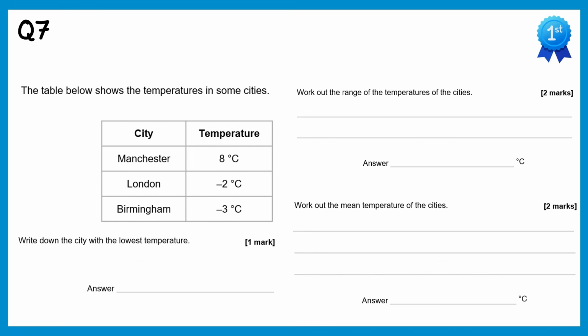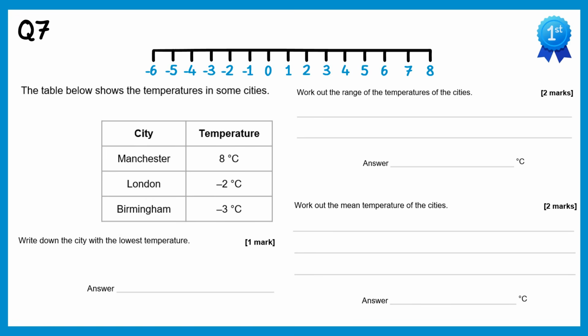For the first part of this question, we need to find the city with the lowest temperature. If you're struggling to do this, then a number line will be helpful. Let's mark on each of the cities. We have Manchester at 8 degrees C, London's at -2, and Birmingham -3. You can see from this, Birmingham is furthest to the left, so that must be the city with the lowest temperature. So the answer is Birmingham.